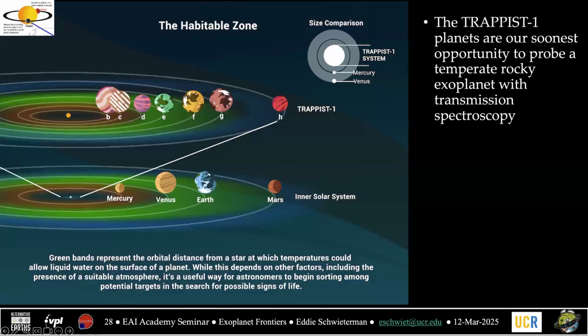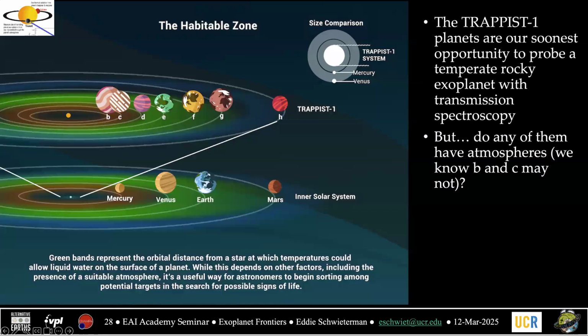So the TRAPPIST-1 planets are our soonest opportunity to probe temperate rocky exoplanets with transmission spectroscopy. One big question is, do many of them have atmospheres? And this is because we know that although these stars are common and they're amenable for observation, these cool red dwarf stars are also very active. They produce a lot of X-ray emission that could strip away atmospheres over time.